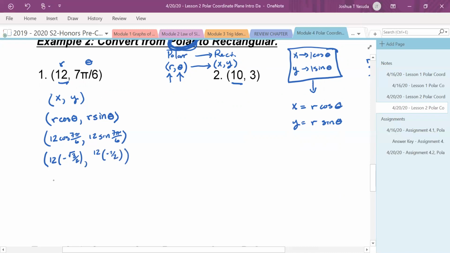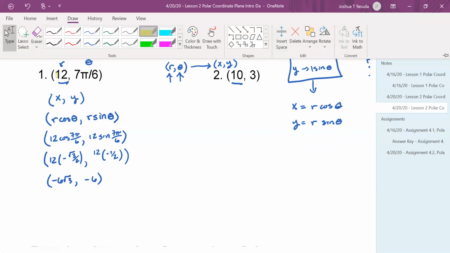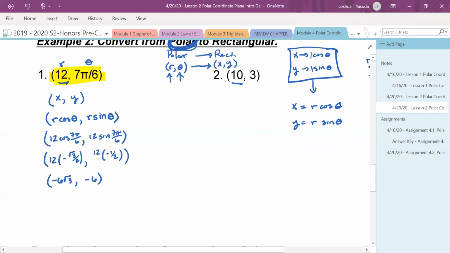And then that would be -6√3 and -6. And think about it, these are in the same spot. What I usually do to check my answer is I say, okay, what quadrant would this have been in? If I draw it, 7π/6 is here, and the radius is 12, so it's going to go out 12, so it would have been somewhere in quadrant 3.